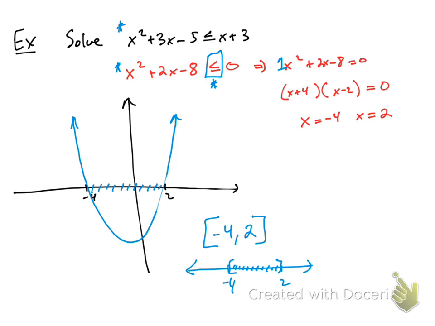So how about I substitute in positive 1? Let's see what happens. If I plug in 1, I get 1 squared, which is 1, plus 3 times 1 is 3, minus 5, less than or equal to 1 plus 3. On the left-hand side I get 1 plus 3 minus 5, which is negative 1, and on the right-hand side I get 4. So negative 1 is less than or equal to 4. That's a true statement, so the value of 1 works, and likewise any other value in that interval would also work.